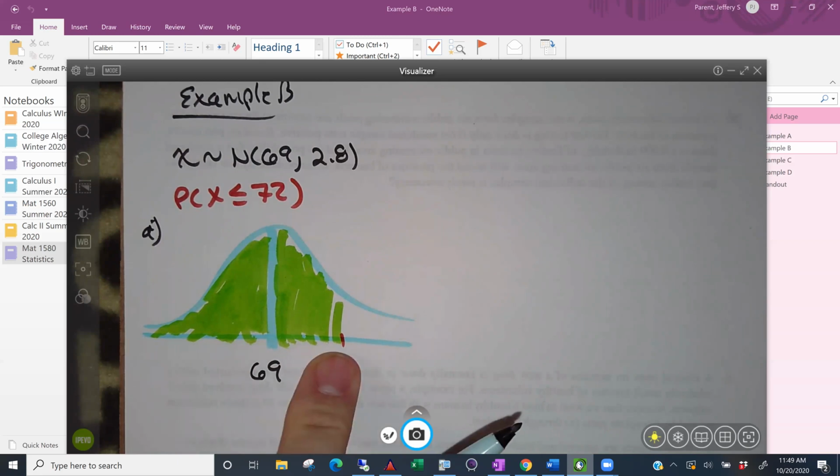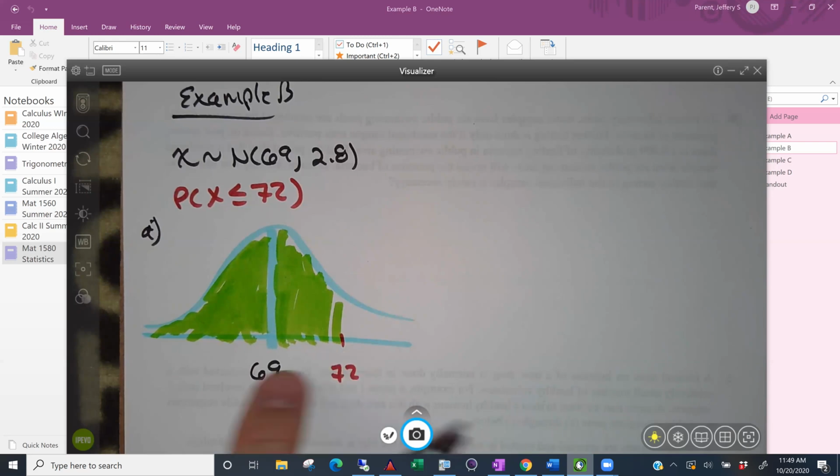I expect a number that's greater than something. Can anyone fill that in? Greater than 1/2. Wonderful. Yeah, you should get something bigger than 1/2, because this is to the right of your halfway point, 69.